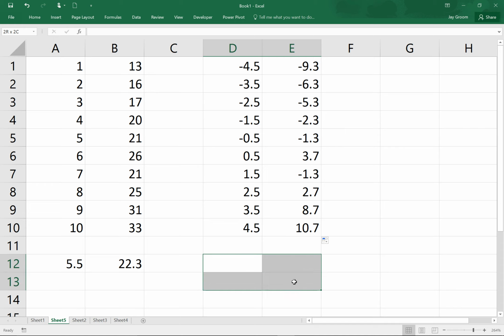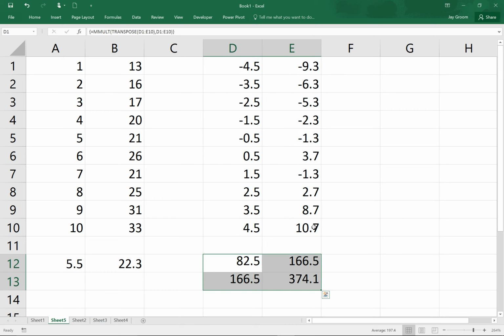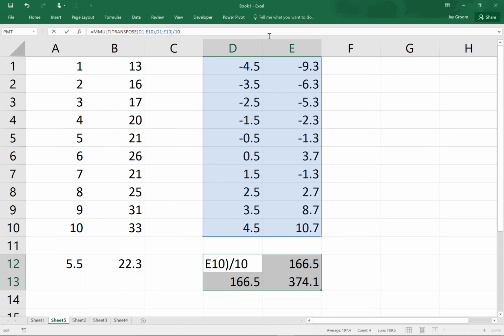So I'm going to have a 2 by 2 matrix down here. Equals MMULT of the transpose of this guy, comma, this guy. You get that. Okay, oops, darn it. Divide by 10 rather, sorry. Control Shift Enter again, there they are. So this will be the variance of this first column. This will be the variance of the second column of data. Sweet. And then these will be your covariances.